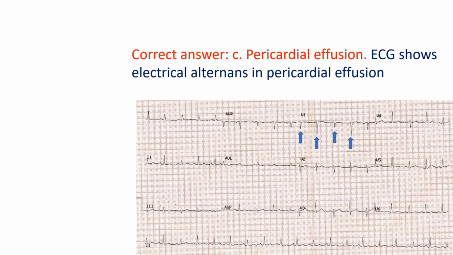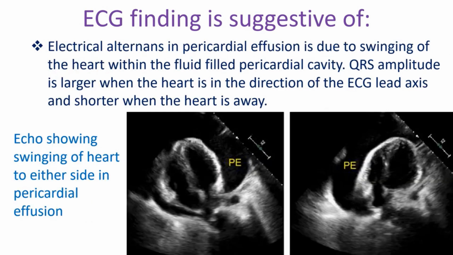ECG shows electrical alternans in pericardial effusion. Electrical alternans in pericardial effusion is due to swinging of the heart within the fluid-filled pericardial cavity. QRS amplitude is larger when the heart is in the direction of the ECG lead axis and shorter when the heart is away.